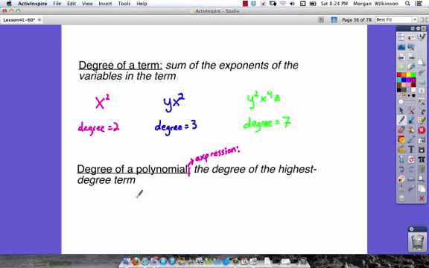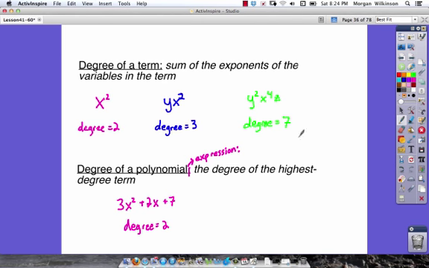So let's say we have this. Let's say we have 3x squared plus 2x plus 7. Well, the highest degree term in this is x squared, because it's the biggest term. So the degree of this polynomial expression would have to be equal to 2.